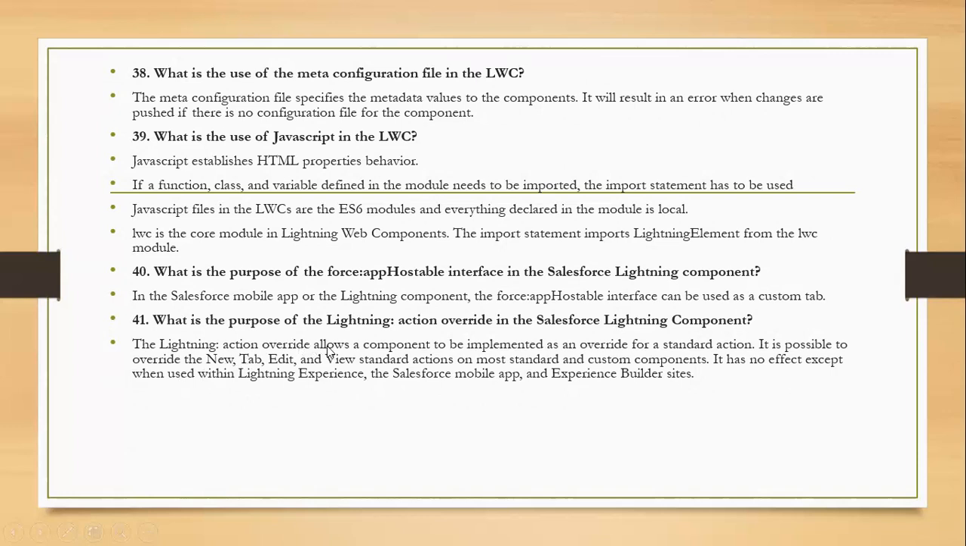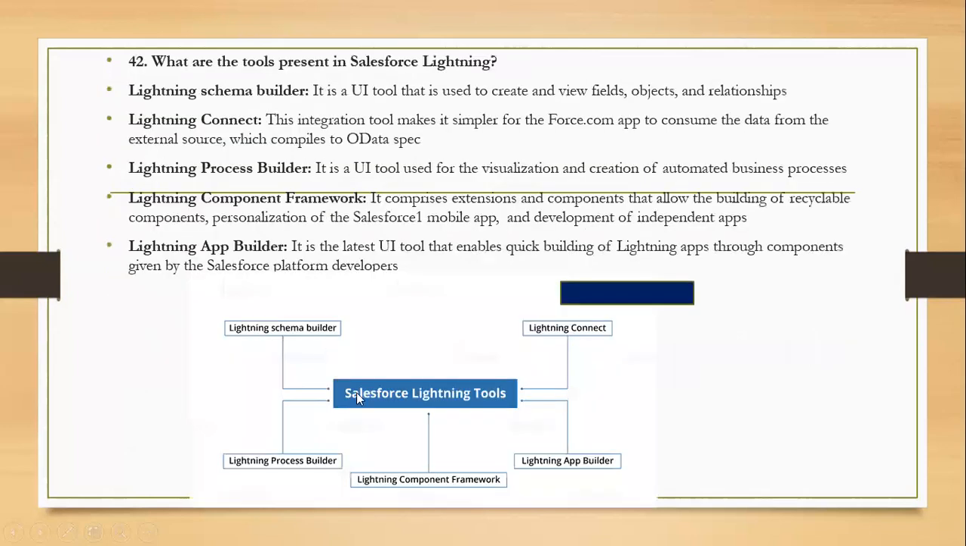Next question: what is the purpose of the lightning:actionOverride in Salesforce Lightning components? The lightning:actionOverride allows components to be implemented as an override for the standard action. It is possible to override the new, tab, edit, and view standard actions on most standard and custom components. It has no effect except when used within the Lightning Experience, the Salesforce mobile app, and the Experience Builder sites.